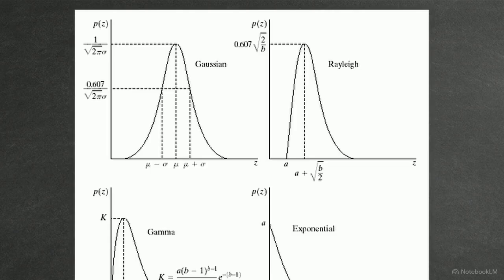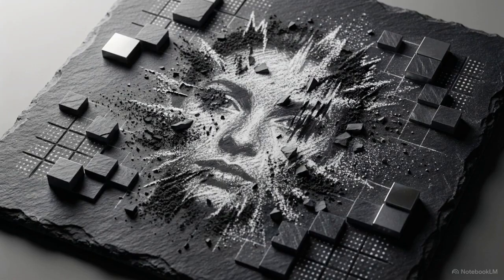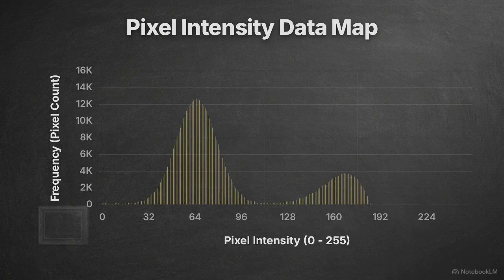These plots are statistical fingerprints of different interference types. A Gaussian distribution models predictable electrical noise from sensor heat. In contrast, impulse noise creates extreme isolated spikes, modeling salt and pepper corruption, where pixels short to pure black or white. To find out which type of noise is attacking an image, we analyze its histogram, a data map showing the frequency of every pixel value in the frame.